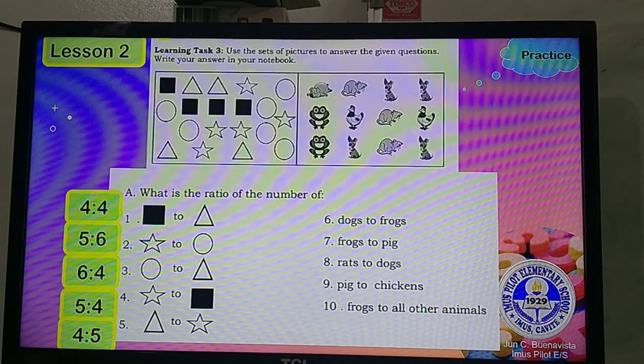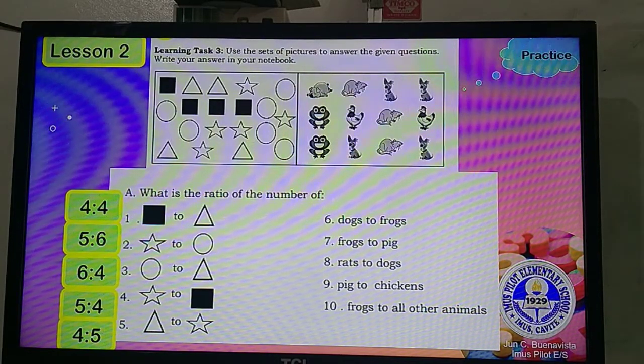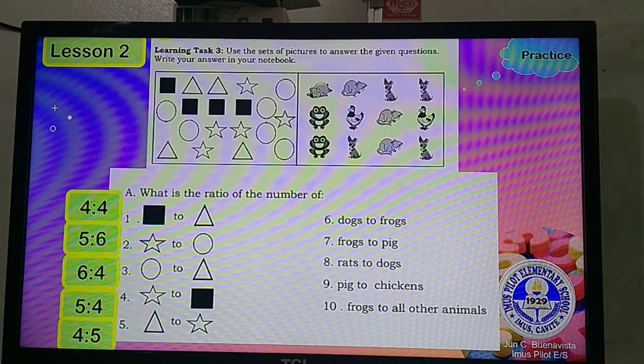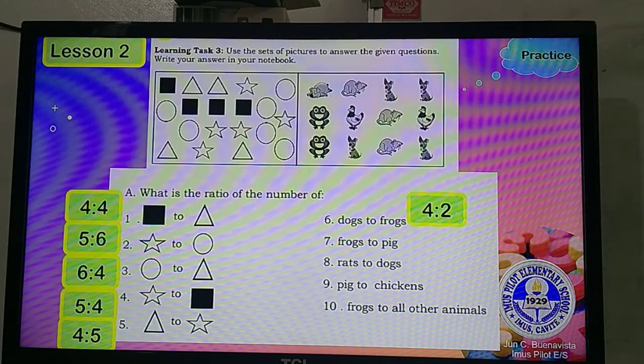The pictures represent frogs, pig, chicken, rabbit, and dog. Okay, number 6, dogs to frogs. So how many dogs do we have? We have 4. How many frogs? 2. Therefore, the ratio is 4:2. Okay, very good. Now, number 7. Frogs to pig. How many frogs? 2. How many pigs? Only 1. So therefore, the ratio is 2:1.